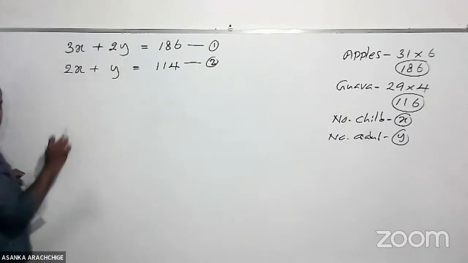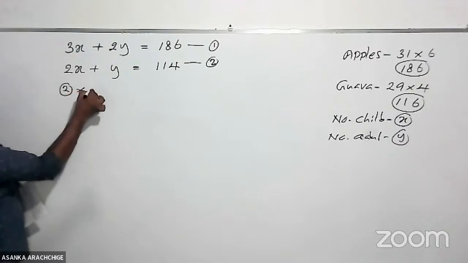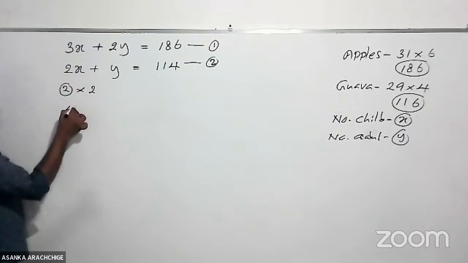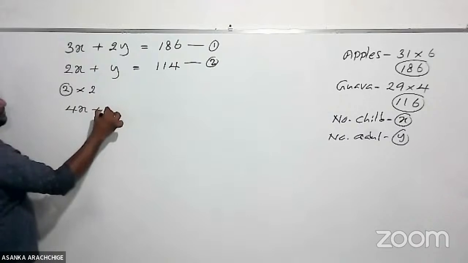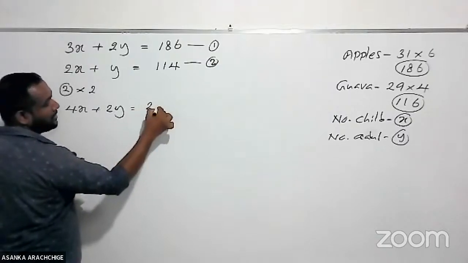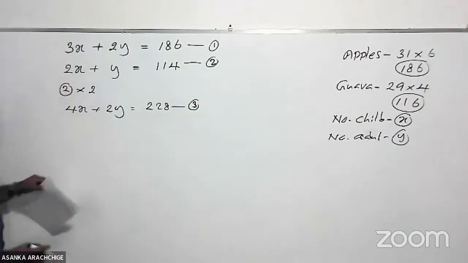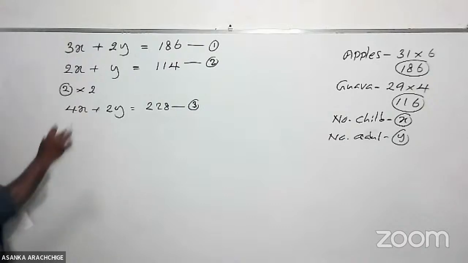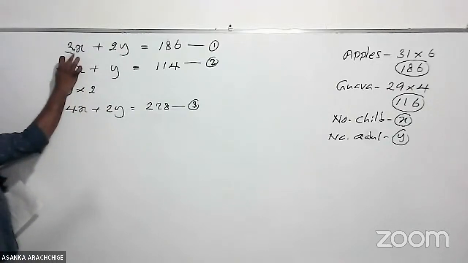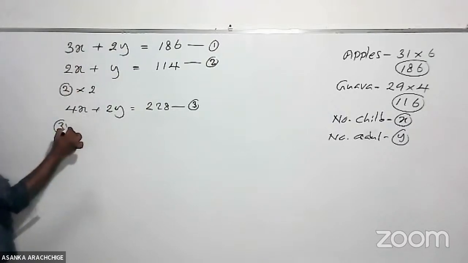Neither is y, right? Then, by multiplying the second equation by 2, we can make the coefficient of y the same too. 2 times 2x, 4x, 2 times y, 2y is equal to 2 times 114, 228. This is a new equation labeled as number 2. 2y, 2y, 228, 186, 3x, 4x. 3x is smaller than 4x, therefore I subtract number 1 from 3.